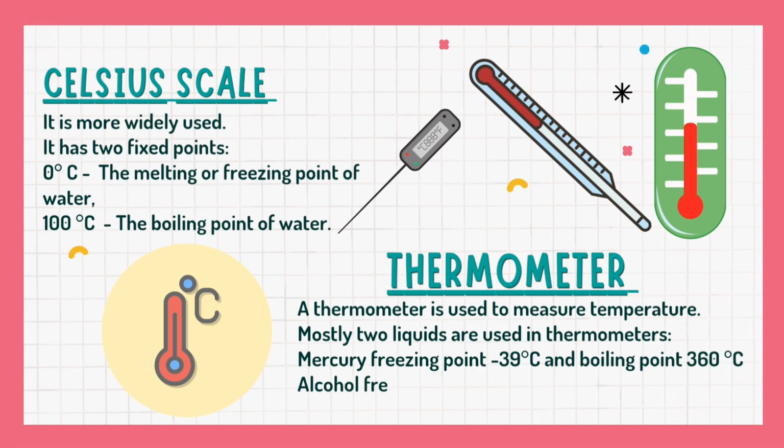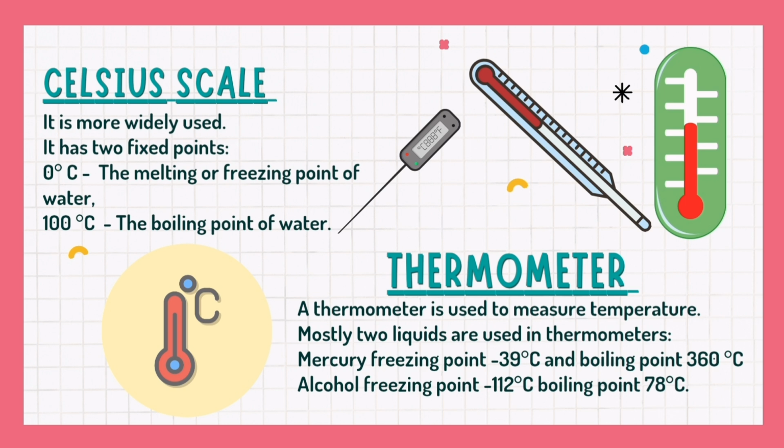Celsius scale. It is more widely used. It has 2 fixed points: 0 degrees Celsius, the melting or freezing point of water, and 100 degrees Celsius, the boiling point of water.